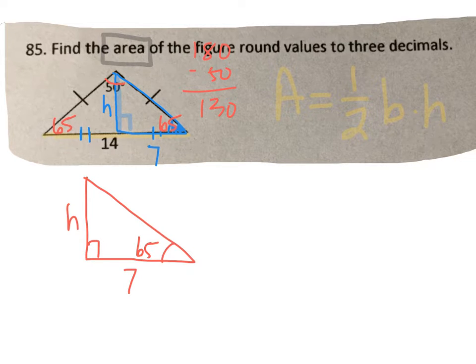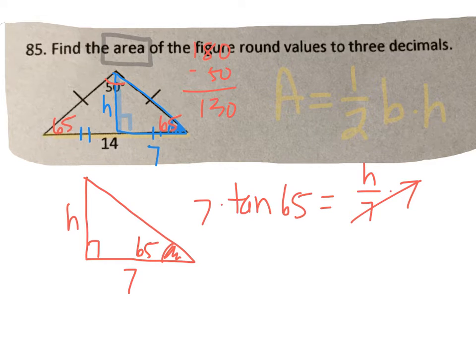So let's see, for 65 degrees, h is opposite and 7 is adjacent, so that's the tangent. Tan of 65 degrees is equal to h over 7. So solving for h, you multiply both sides by 7, and the left side goes in your calculator.